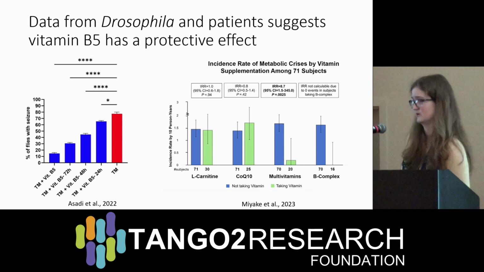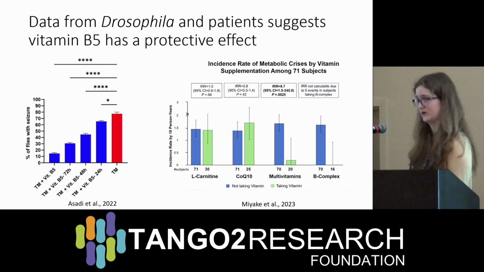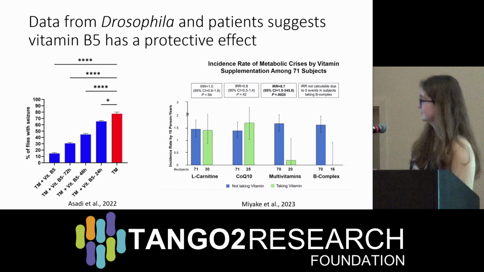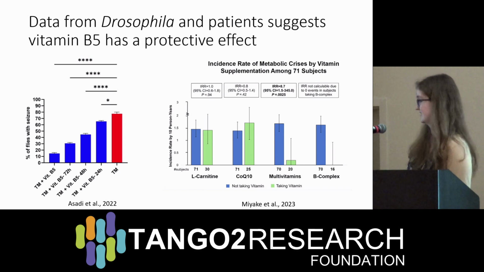So we wanted to learn more about what we think could be going on. Like, why is vitamin B5 able to help these flies and these kids?